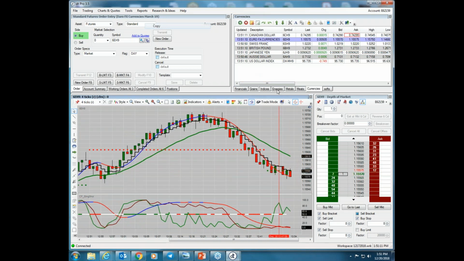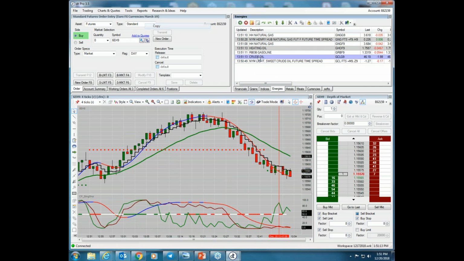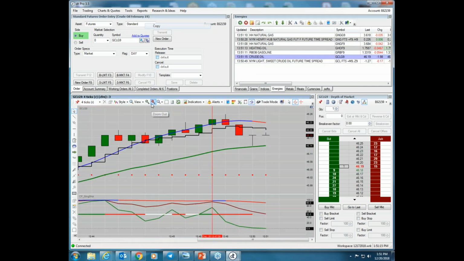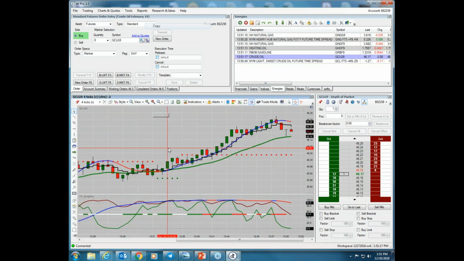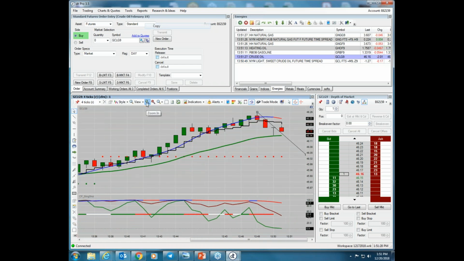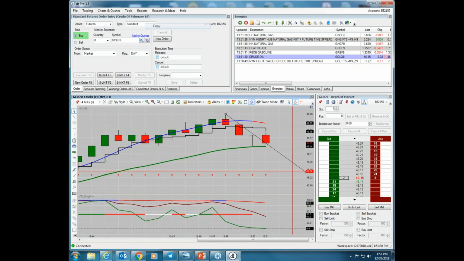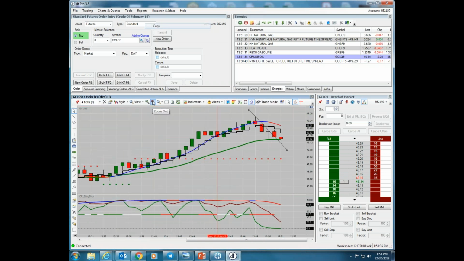All right. Let me look at crude one more time. Here's the first pullback in the crude. Okay, February crude. This is how your trend line should be drawn, just like this. Should look like that.